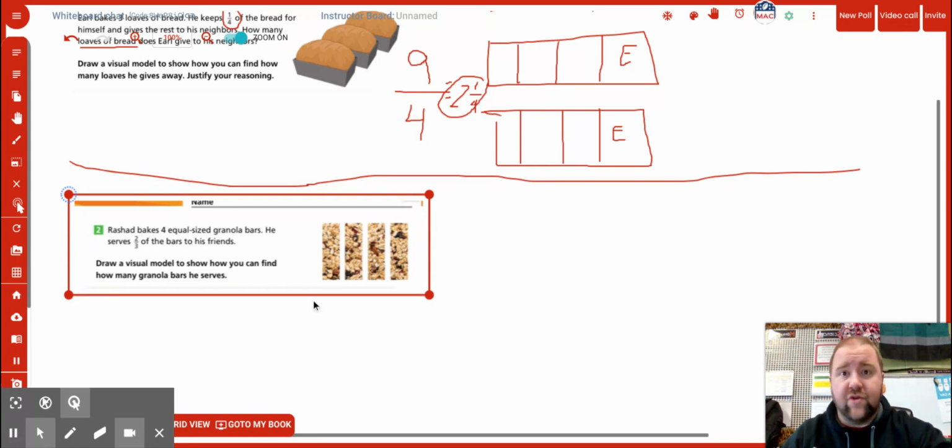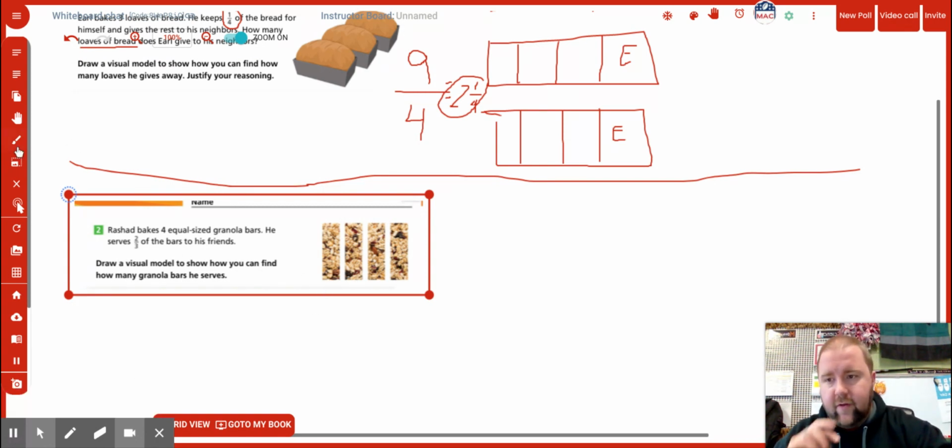Now I've scrolled down, and I'm looking at another example. It says Rashad bakes 4 equal-sized granola bars, and he serves 2/3 of the bars to his friends. It says draw a visual model to show how you can find how many granola bars he serves.